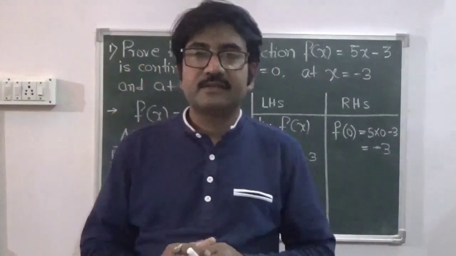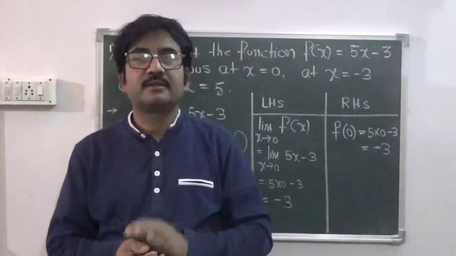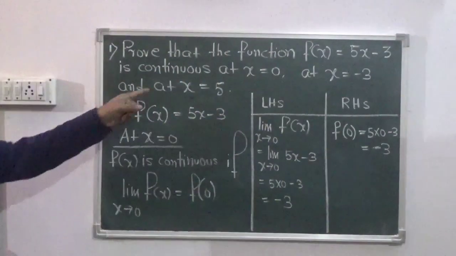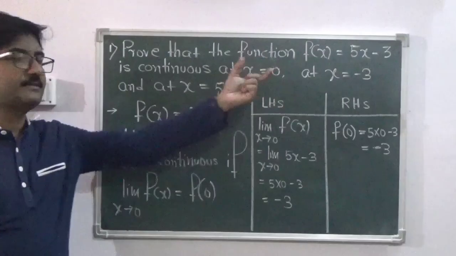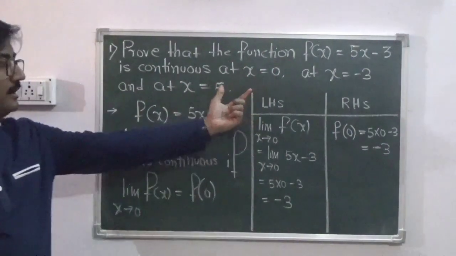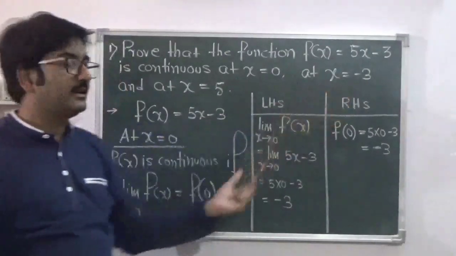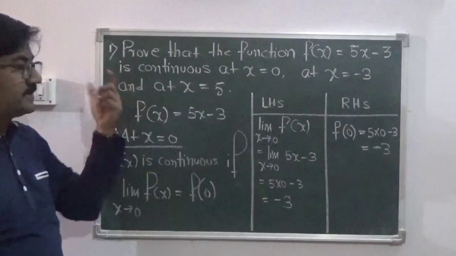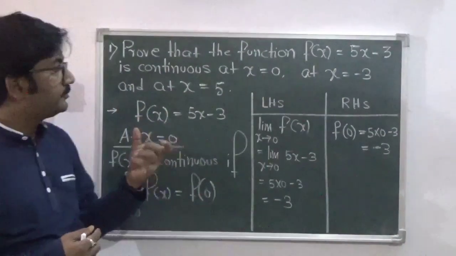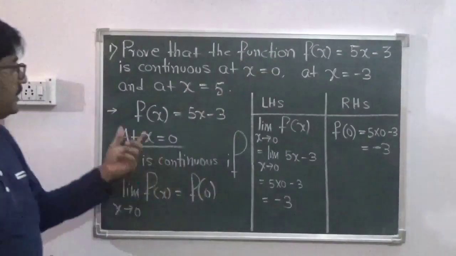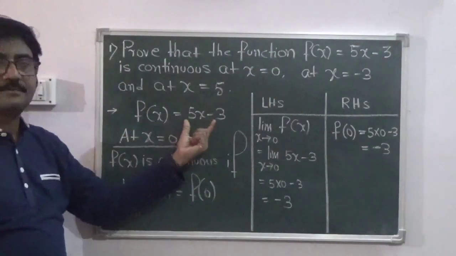So now let us solve a few questions on continuity of a function. The first question is, prove that the function f(x) = 5x - 3 is continuous at x = 0, at x = -3 and at x = 5. So let us first find the continuity of the function at x = 0. So the function is f(x) = 5x - 3.